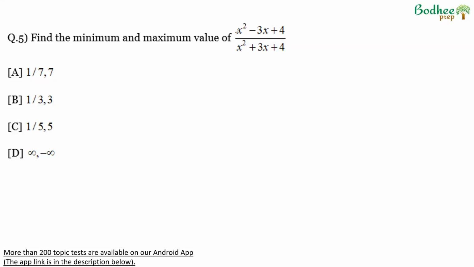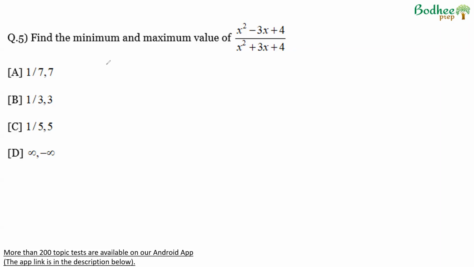Find the minimum and maximum value of x square minus 3x plus 4 upon x square plus 3x plus 4. Now, one way of doing this is you write x square minus 3x plus 4 upon x square plus 3x plus 4 is equal to m. Rearrange this equation to get a quadratic, and there we check for the discriminant being greater than or equal to 0, so that x remains real.